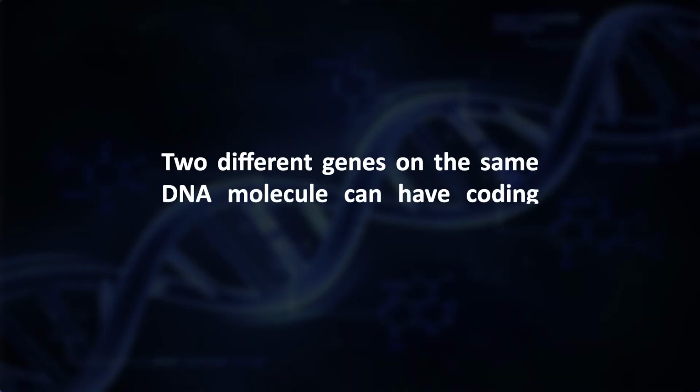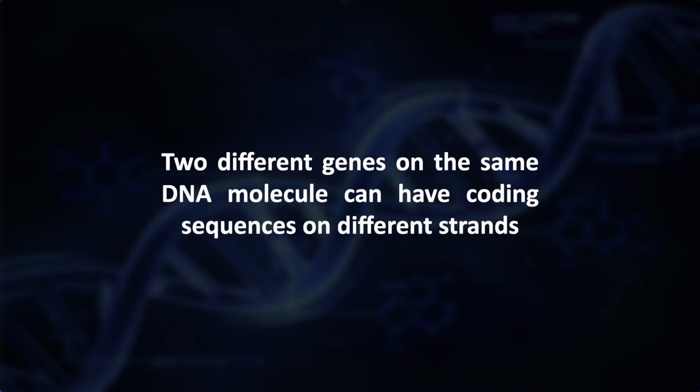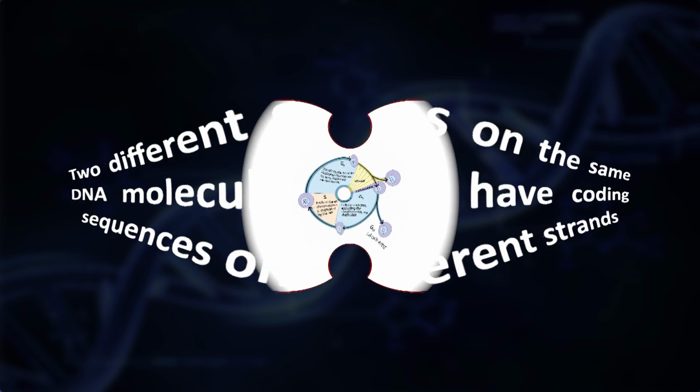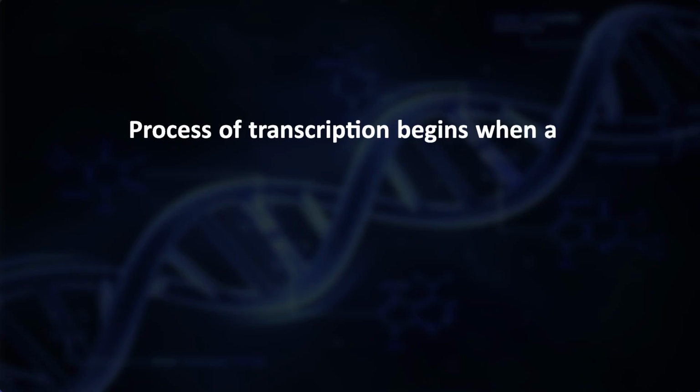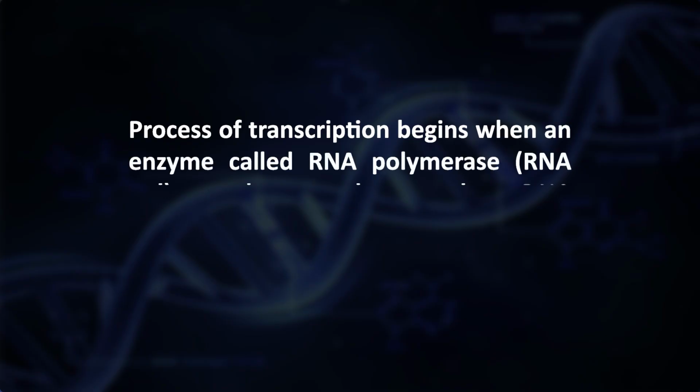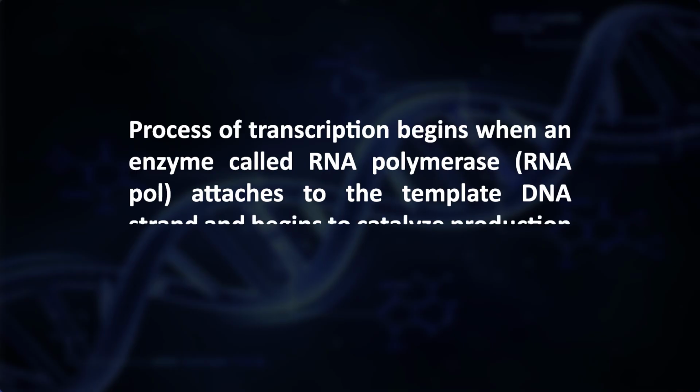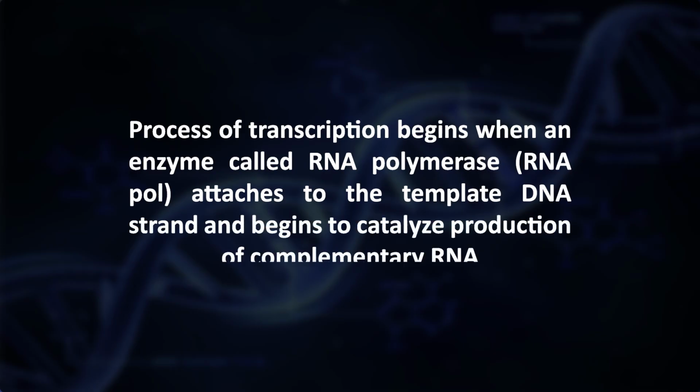Two different genes on the same DNA molecule can have the coding sequence on different strands. Transcriptional activity is particularly high in the G1 and G2 phases of the cell cycle, when the cell is either recovering from mitosis or preparing for the dramatic events of the next cell cycle of cell division. The process of transcription begins when an enzyme called RNA polymerase, or RNA pol, attaches to the template DNA strand and begins catalyzing the production of complementary RNA.